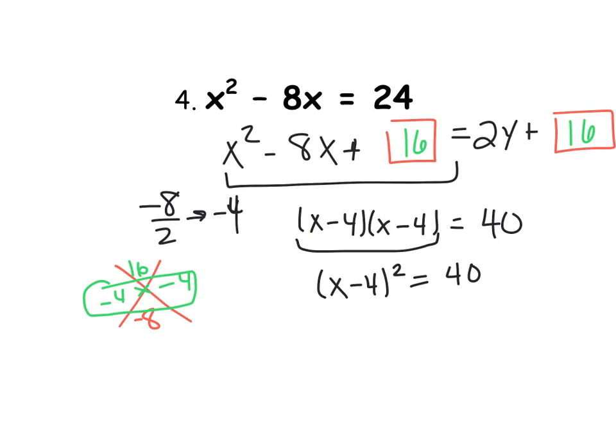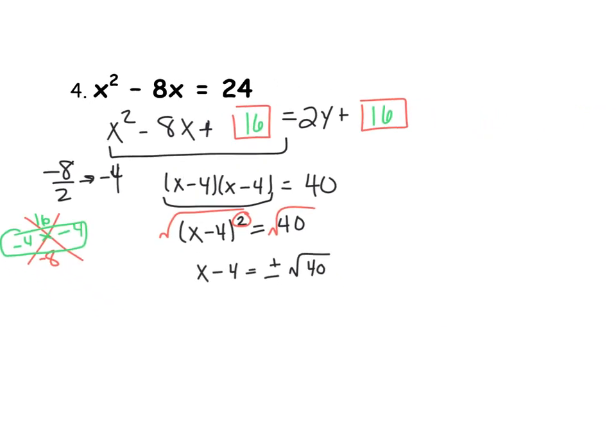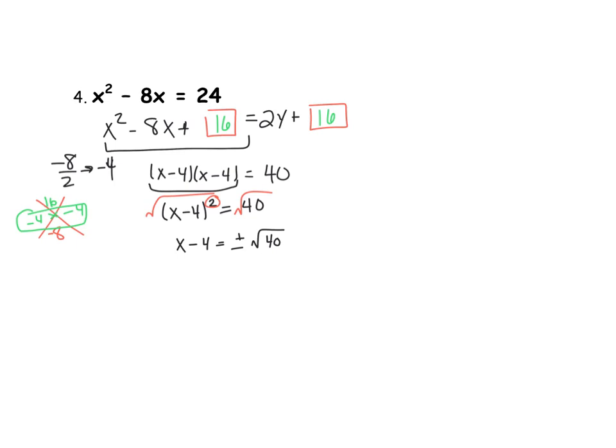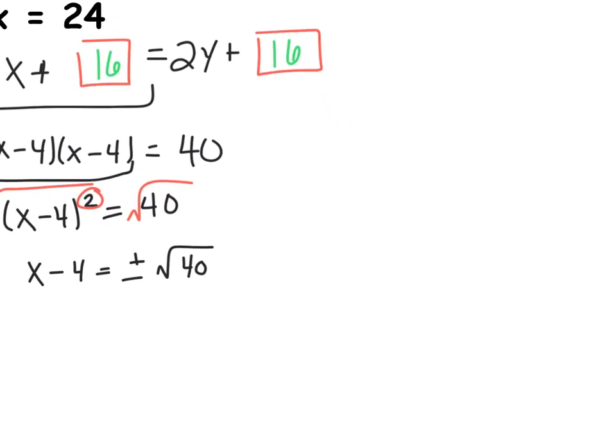The only way to get rid of this handy-dandy square is to take the square root of both sides. So I take the square root, and I get an x minus 4. And that's equal to plus or minus square root 40. Now, we see that plus or minus square root 40, we go to the side and we simplify it. We basically break it apart to make it easier to work with.